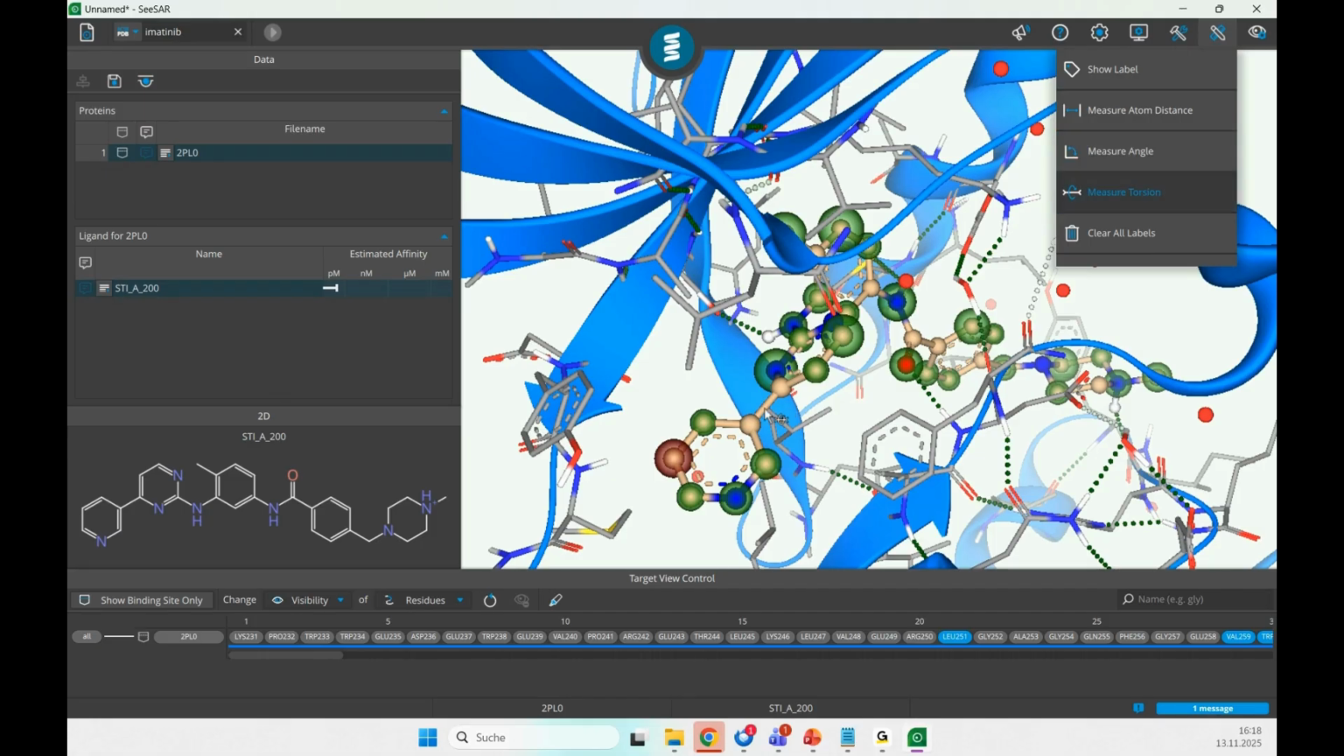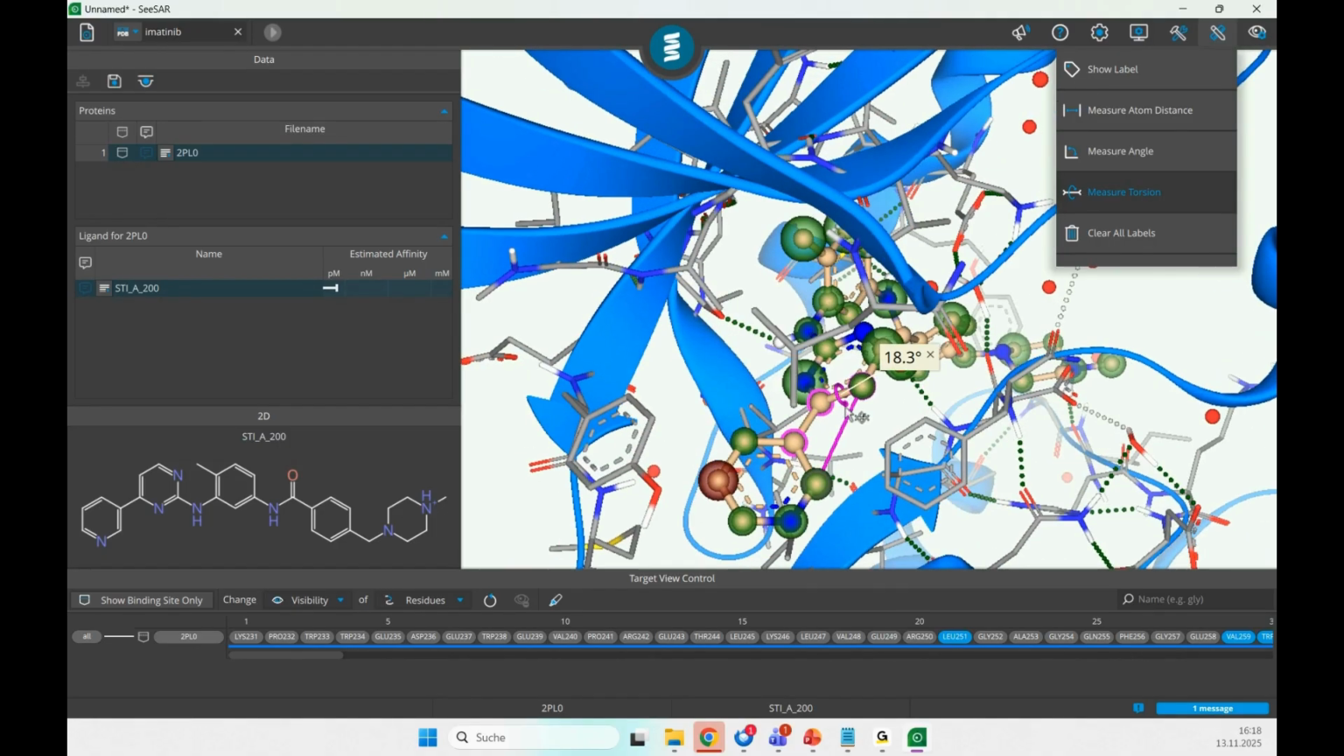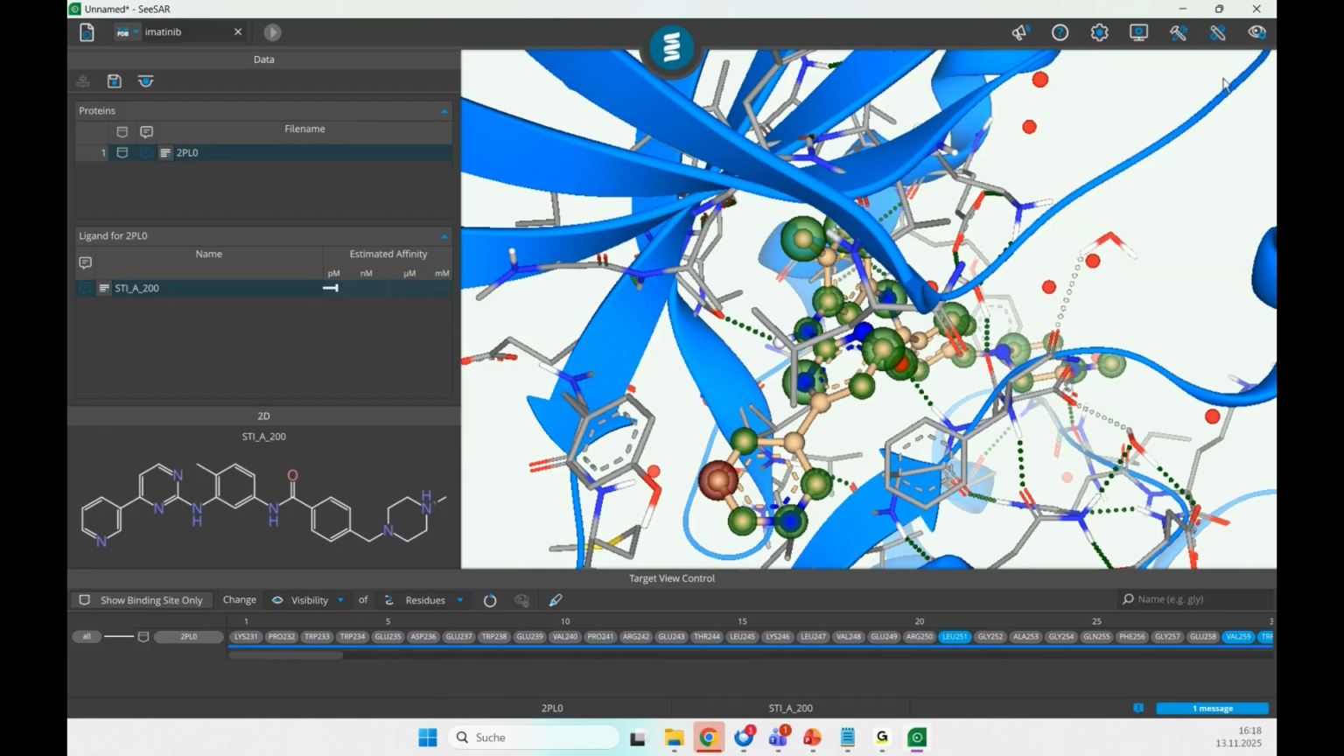Measure torsion is basically what I've shown you with the label. I'm now selecting this particular torsion, and you can see the torsion between those is 18.3 degrees. And you can also remove everything that you set up with clear or labels.